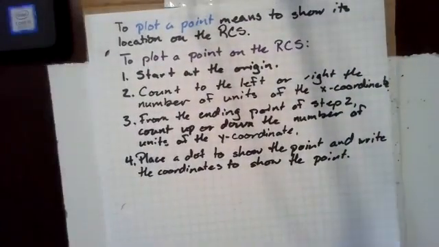To plot a point means to show its location on the rectangular coordinate system. To plot a point on the rectangular coordinate system, we start at the origin, then count to the left or right the number of units of the x-coordinate. We'll count to the left if it's a negative number, we'll count to the right if it's a positive number. From the ending point of step 2, we count up or down the number of units of the y-coordinate. Again, up if it's a positive number, down if it's a negative number. And then we place a dot to show the point and write the coordinates to show the point.